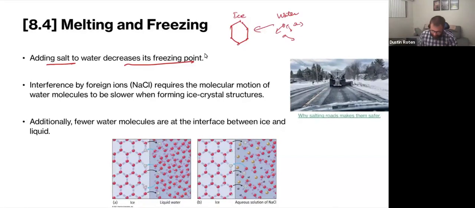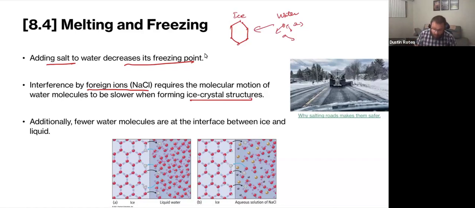What you can do is add these foreign ions, because water is a polar molecule, and you can add salt, which is an ion. And what happens is you just put more stuff in the way of these crystals trying to form. In addition to having more stuff in the way, you basically remove a lot of the water molecules that are on the surface. So the water molecules that are close to the ice that started to form, you can put more salt in the way there, and that sort of keeps them from freezing as much.